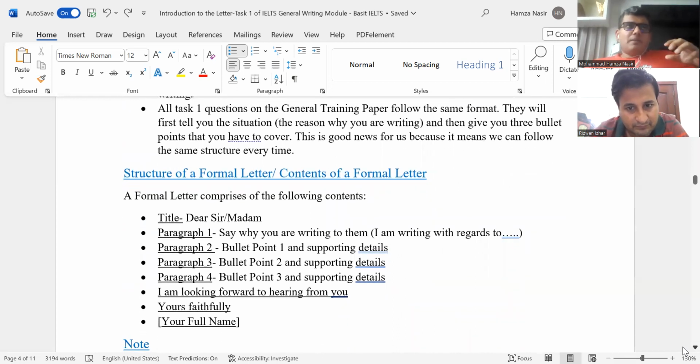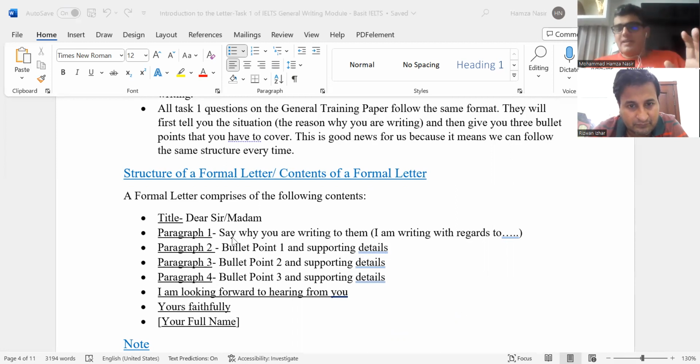Okay, so we have talked about the plan, we have looked at examples and the parameters of identification of a formal letter. Now let's look at the structure of a formal letter, or what will be the contents of a formal letter. First comes your title, khitab, right? That's the very first dimension to your formal letter. You always begin your formal letter as dear sir or madam. The question will also tell you how to begin the letter.